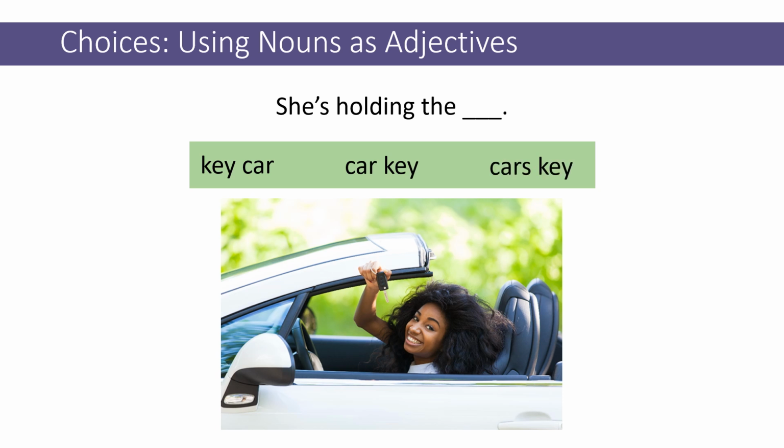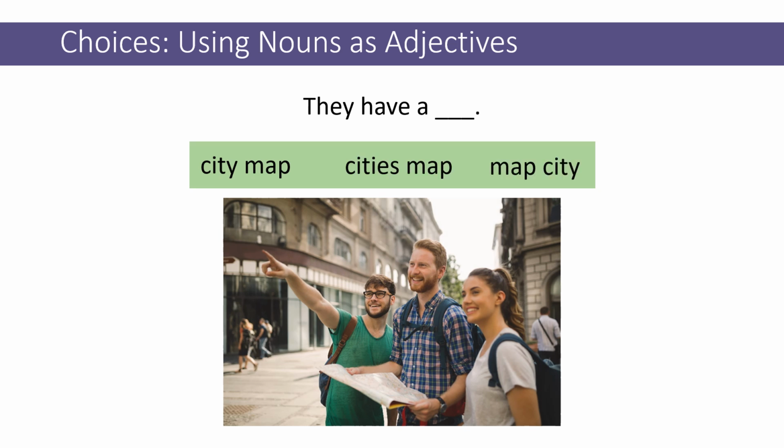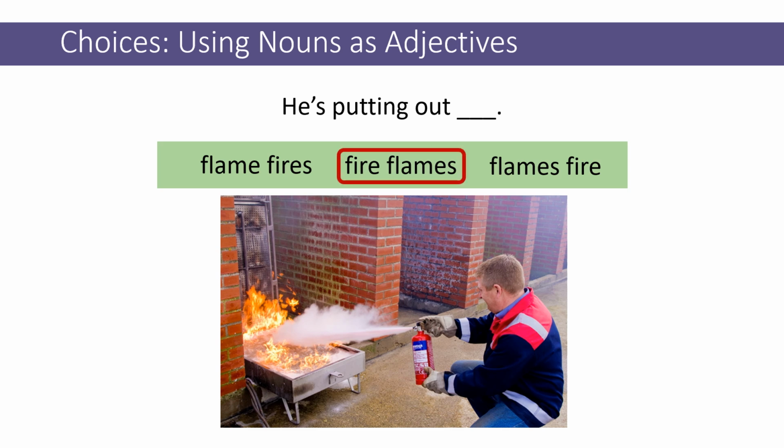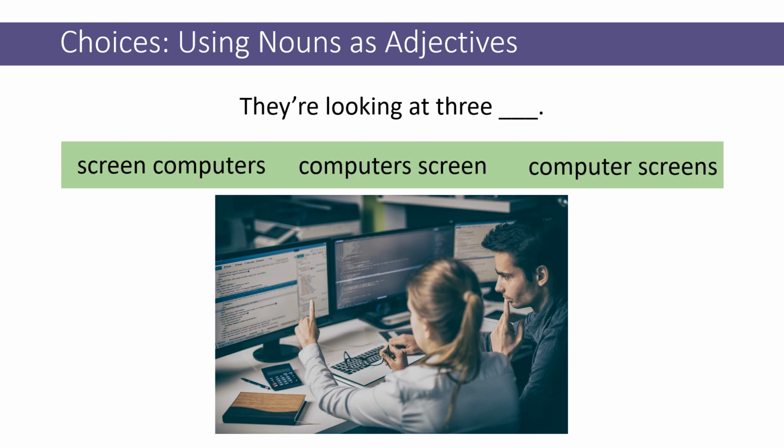So she's holding the key, car key, car's key, car key. They have a city map, cities map, map city. City map. He's putting out flame fires, fire flames, flames fires, fire flames. They're looking at 3 screen computers, computer screen, computer screens, computer.